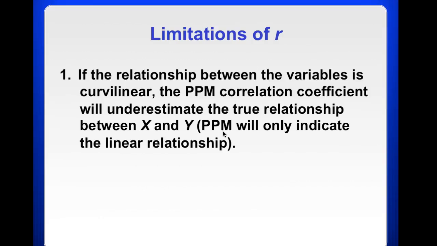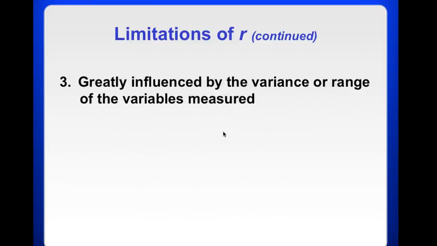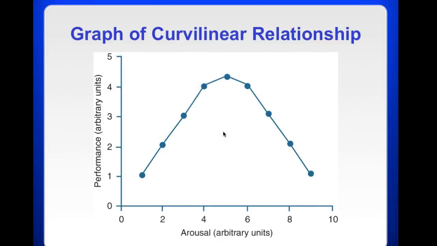Alright, so we want to talk about limitations of r. There are 3 of them noted by the author here. The first is that a curvilinear relationship may throw off what r actually means. A curvilinear graph would look like this, and r would be 0 in this case. However, if you just saw r as 0, you would think that the dots are all scattered around and that there's no pattern, but in fact there is a pattern.